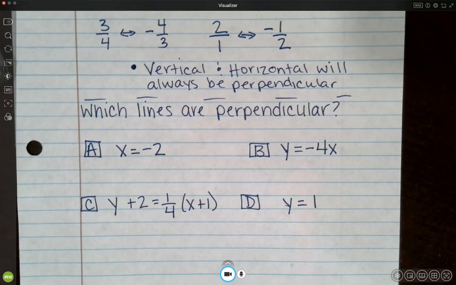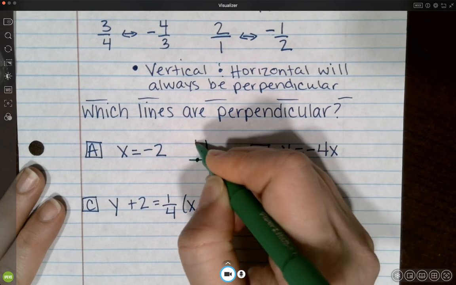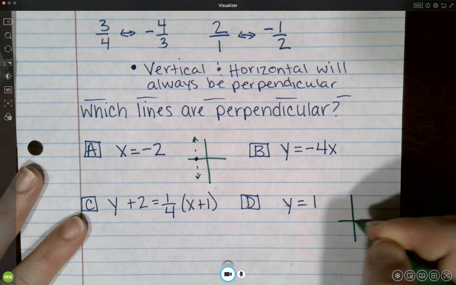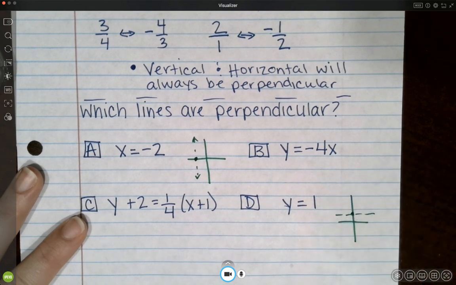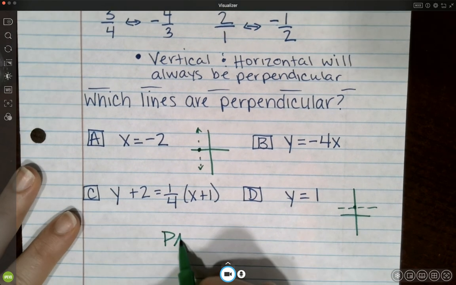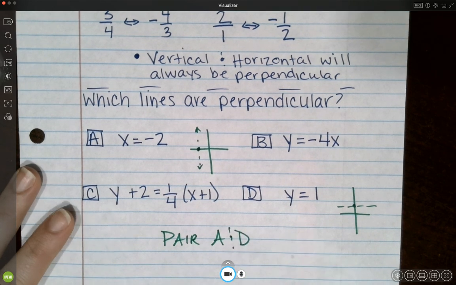All right, so I'm now going to go ahead and give you the answers to this. So A, if I were to graph this, x is -1, so we are dealing with a vertical line. In D, y is 1. So we're dealing with a horizontal line. So if both of these were drawn on the same graph, pair A and D would be perpendicular.